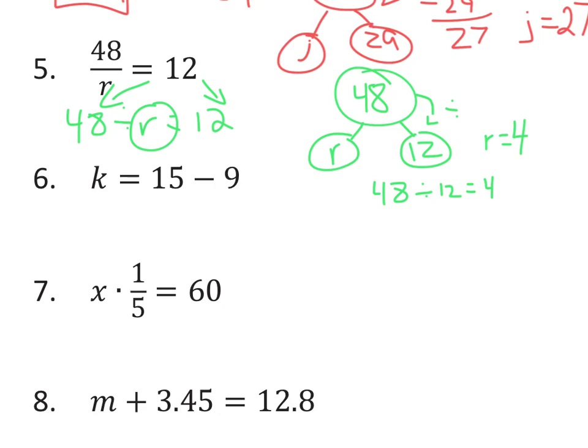And again, plug it in and check. But it works every time when you know your part-whole relationships. 48 divided by 4 is 12.